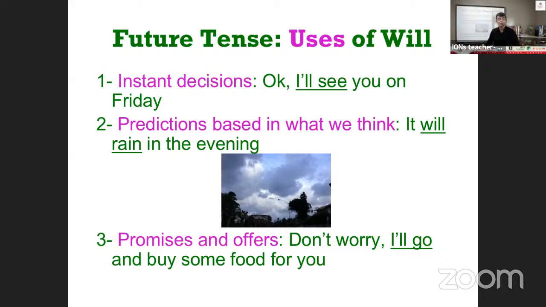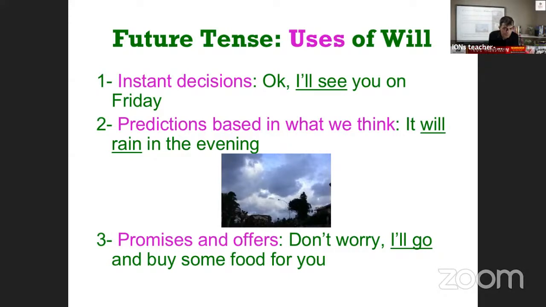So, I'll see you on Tuesday. What am I going to say tomorrow? I am going to see him on Tuesday, because tomorrow the decision will have already been made, basically one day before.